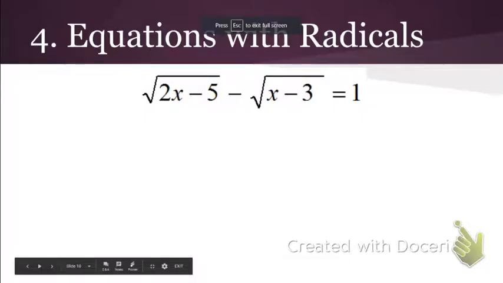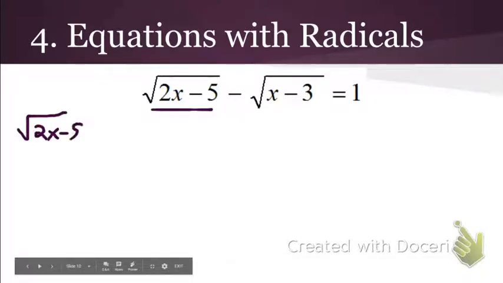We have the square root of 2x minus 5 and the square root of x minus 3. So we have to get one of them alone and then square both sides. So let's get this alone first. So we'll get the square root of 2x minus 5 is equal to root x minus 3 plus 1.